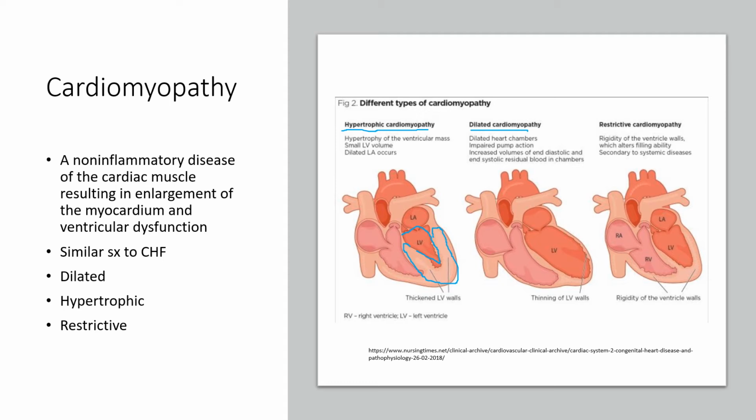So there's increased volumes of end-diastolic and systolic residual blood in the chambers. So the left ventricle pumping action actually gets weak. The papillary muscles become weak and the trabeculae carneae become weak, so the left ventricle becomes less functional. And in a restrictive cardiomyopathy, this is resulting from the rigidity of the ventricular walls, which alters the filling ability. And this is usually secondary to some type of systemic disease.